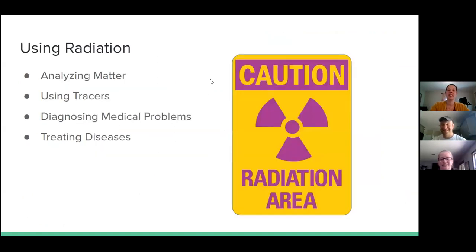So there's 4 different ways that we use radiation. We use it to analyze matter. We use it as tracers, to diagnose medical problems, and to treat diseases. And we have some information about each of these in the coming slides.